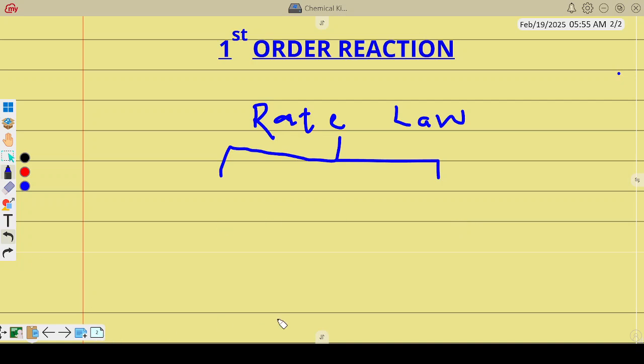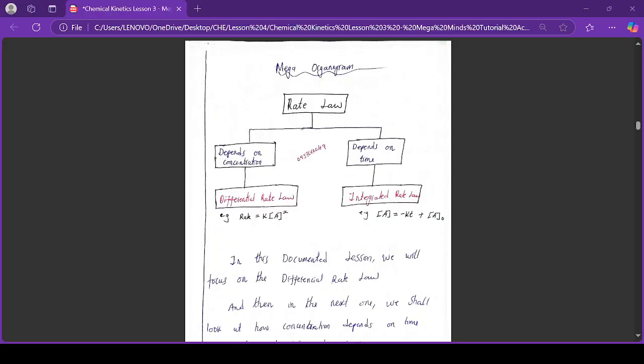So let me just quickly show you this. This is what we looked at. In this document we discussed how the rate depends on concentration, and that's what's called the differential rate law. And in this lesson now we're going to focus on the integrated rate laws.